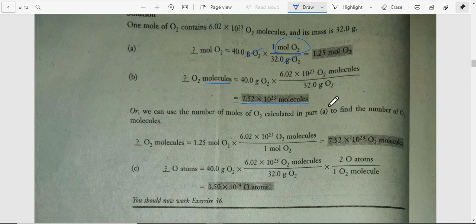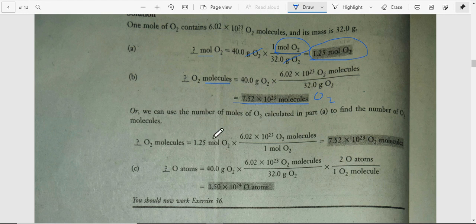Okay, so understood the number of molecules of your O2. Or, you can also use another number. You are already given the 40 grams of your O2. Therefore, you can use this as your other given.